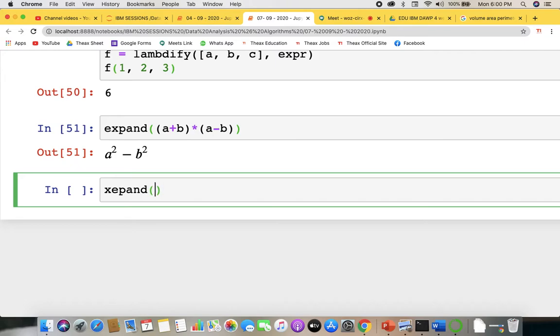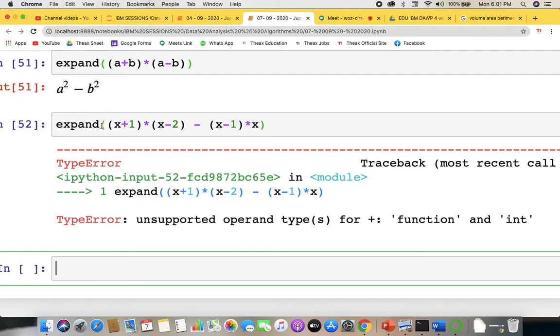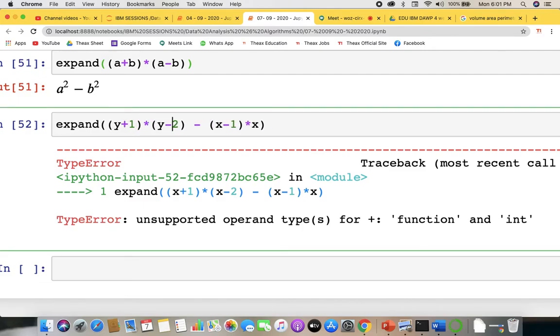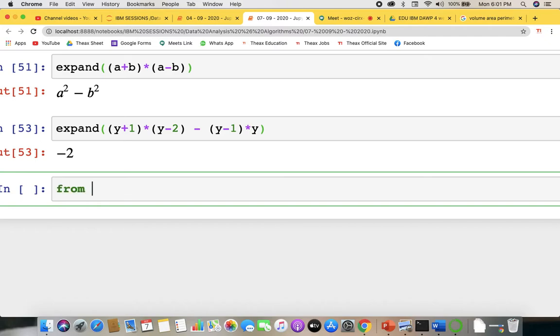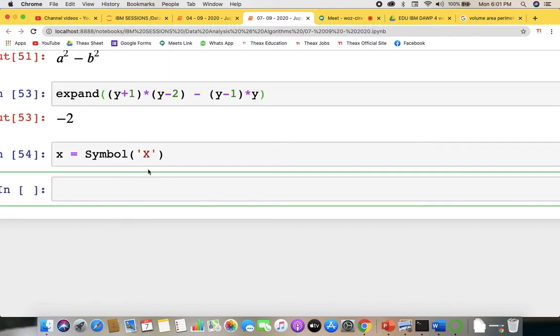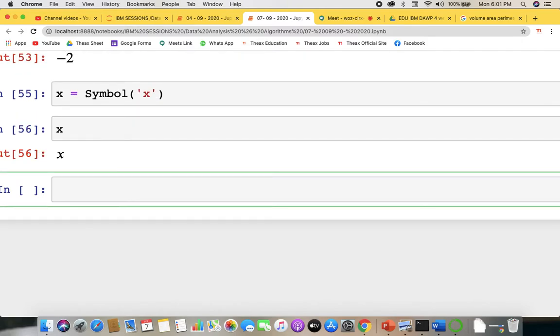What's the expand of x plus 1 multiplied by x minus 2, minus x minus 1 multiplied by x? What's the expand of this? Unsupported. So this is x. Okay, and now it is okay.